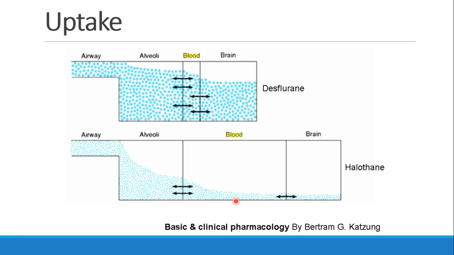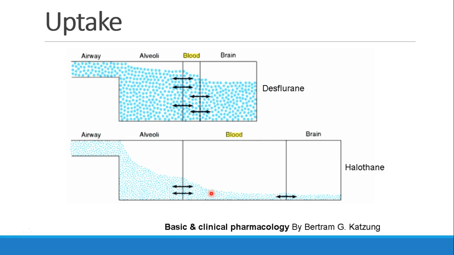Let's look at that in a different way. This drawing is trying to demonstrate what it means for something to be soluble or insoluble in the blood. For desflurane, which is not very soluble, it means that you don't have to put very much in the blood before the blood becomes saturated. And once it's saturated, then we start generating partial pressures. And partial pressures are what drive it to move into the next compartment.